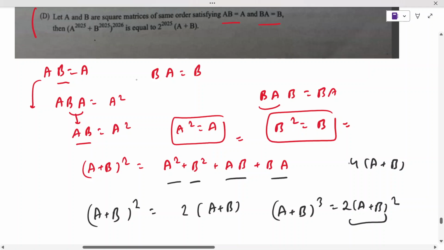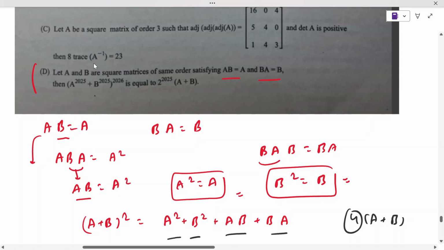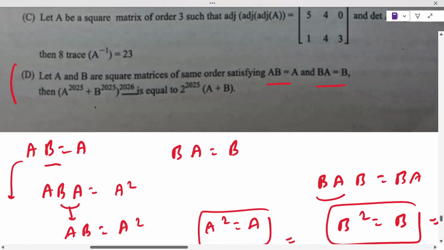Like when cube comes, 1 degree is coming, right? 2 to the power 3 minus 1. So when 2026 will come, and this is 2025, it is simply A. Then what do we do? (A plus B) to the power 2026 will be equal to what? Simply 2 to the power 2025. 1 degree comes, correct? Into (A plus B).